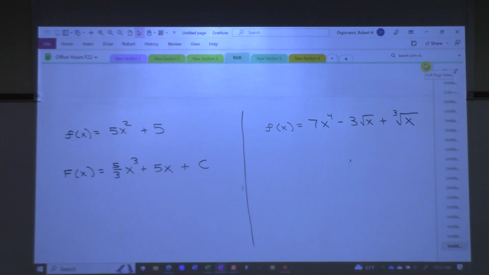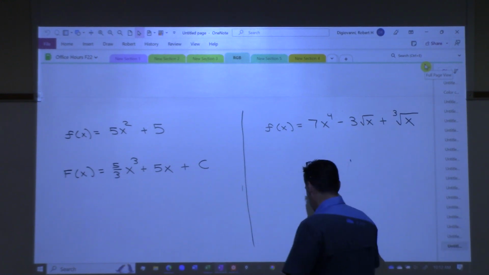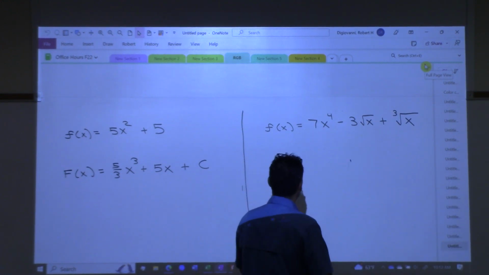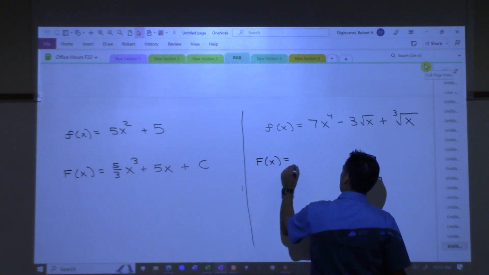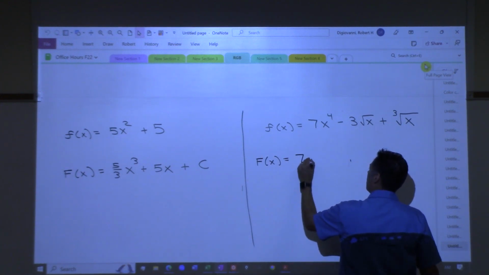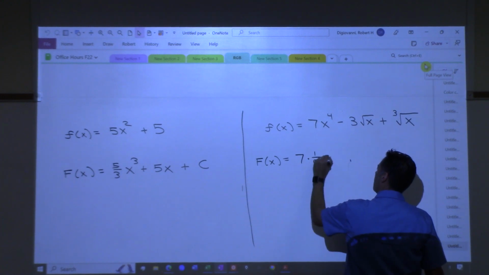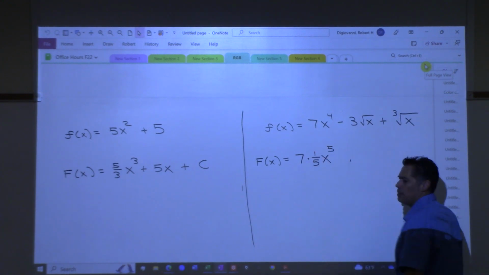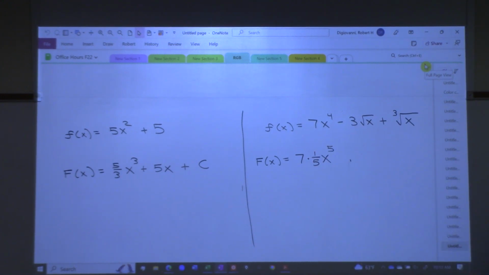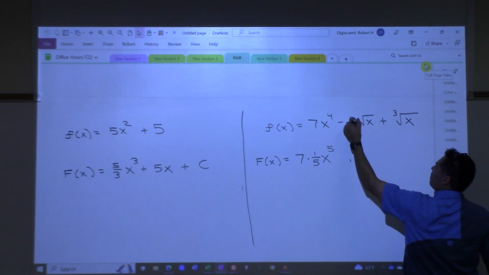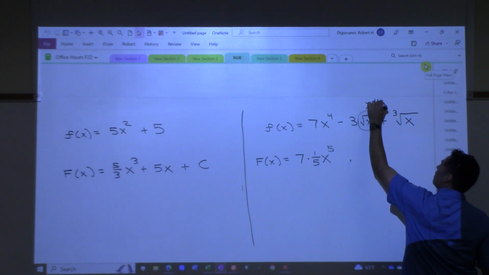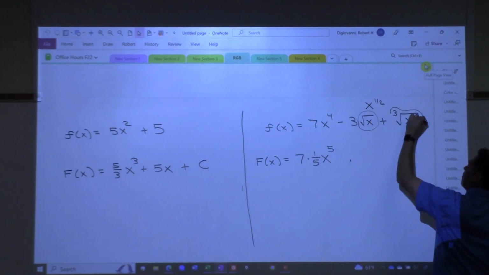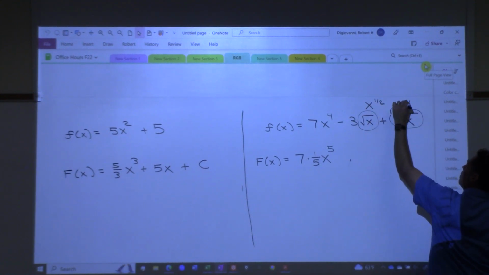Yes or no? Think so? All right. That's the beginning of the first one there. This has to be rewritten as x to the half. This has to be rewritten as x to what power? 1/3.